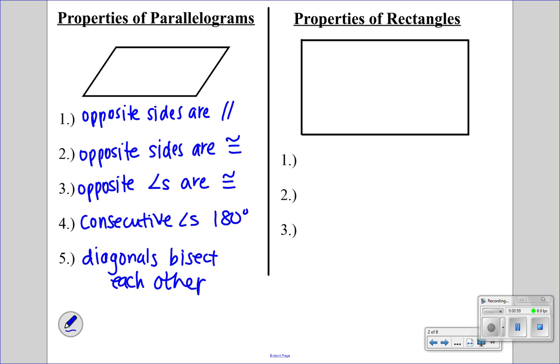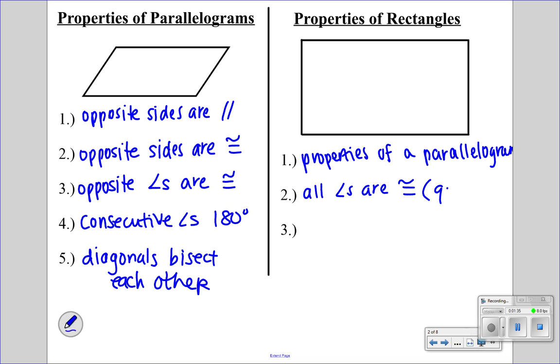Now we have to keep these in mind because now we're going to be talking about some special parallelograms. Our first one is a rectangle. Now a rectangle is a type of parallelogram, so it does have all the properties of a parallelogram, but it has 2 special properties that just are for rectangles, and that all angles are congruent, meaning that they are 90 degrees. So we have 90 degrees on each of these.